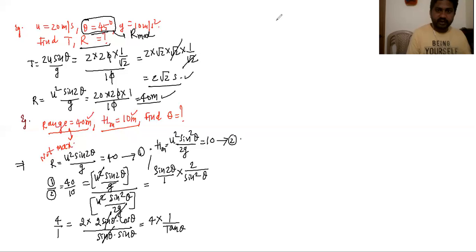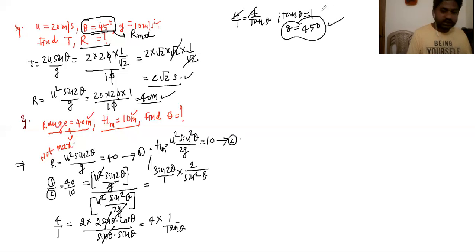So what is the final expression I can write, my dear students, here? 4 by 1 is equal to 4 by tan theta. So 4 cancels. So tan theta is equal to 1. When tan theta is equal to 1, theta is equal to 45 degrees. Yes or no? Theta value is how much? 45 degrees. So we got theta as 45.